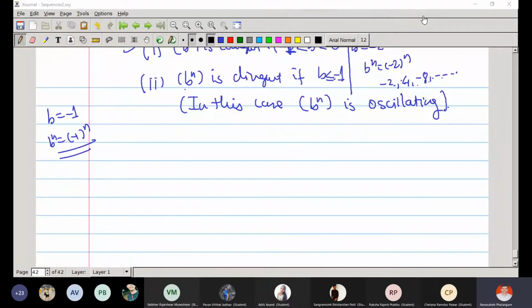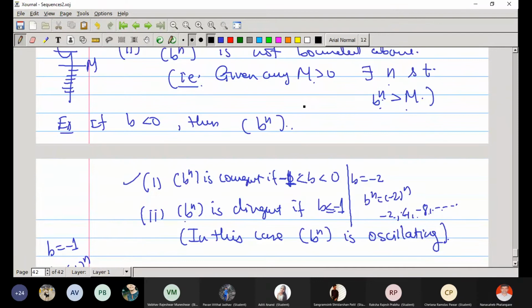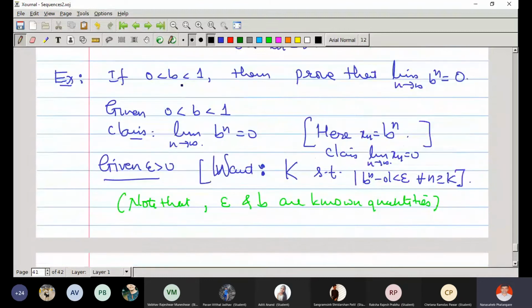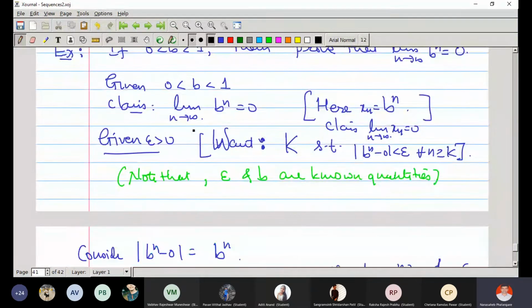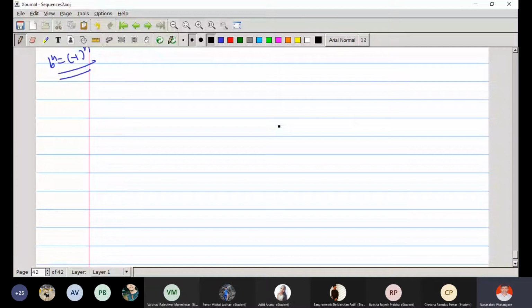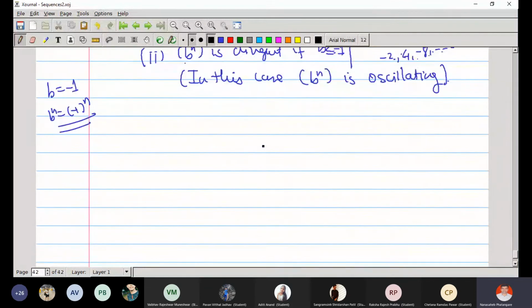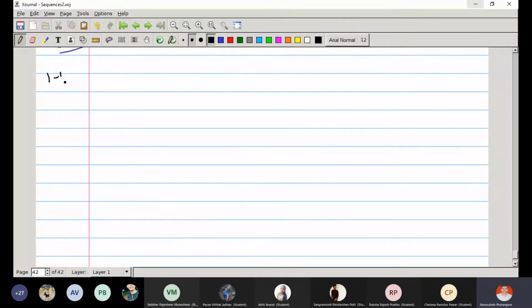Okay, so what we discussed last time: if b is less than 1 and greater than 0, then the limit of b raised to n is 0. Right? This is what we discussed last time. Now, here for every epsilon, we can find k so that we can prove that the limit is 0. But there are alternative ways also to prove this. Right. So, what is that alternative way? Same idea, we can think about it in a different way.